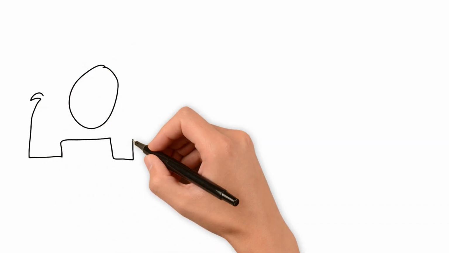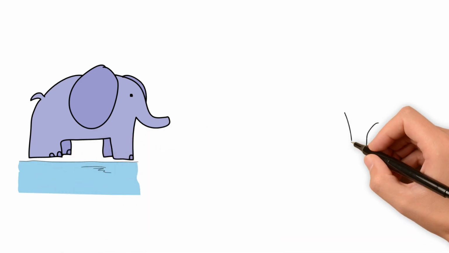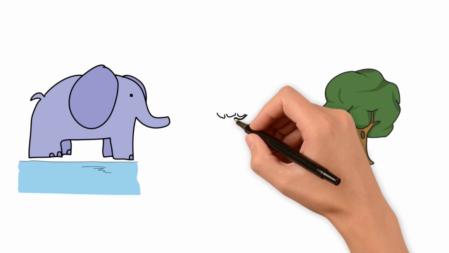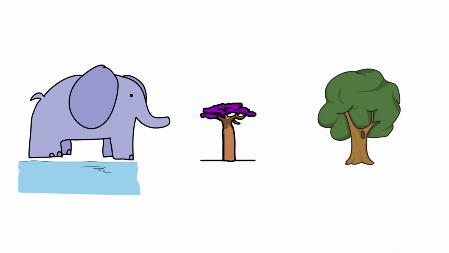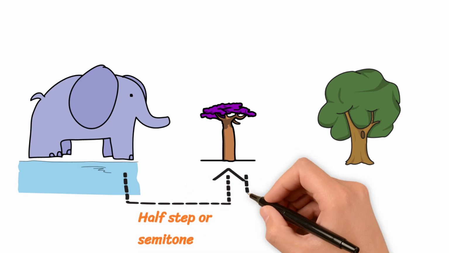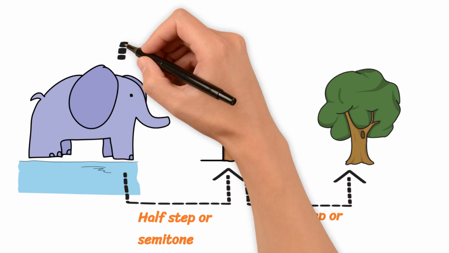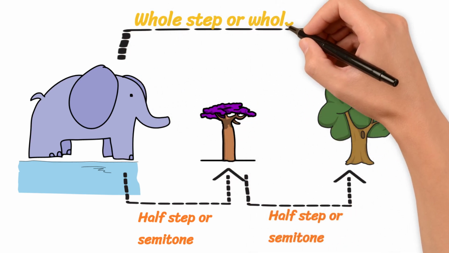Imagine an elephant wandering through a forest. The starting place for the musical note is a pond. It takes the elephant one step to reach a tree, but only half a step to reach a small bush before the tree. The distance from the pond to the bush is a half step or semitone, and from the bush to the tree is another half step or semitone. So when the elephant goes directly from the pond to the tree, it takes a whole step or whole tone.